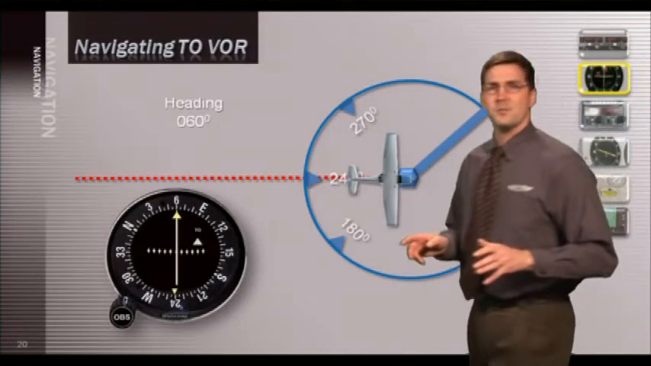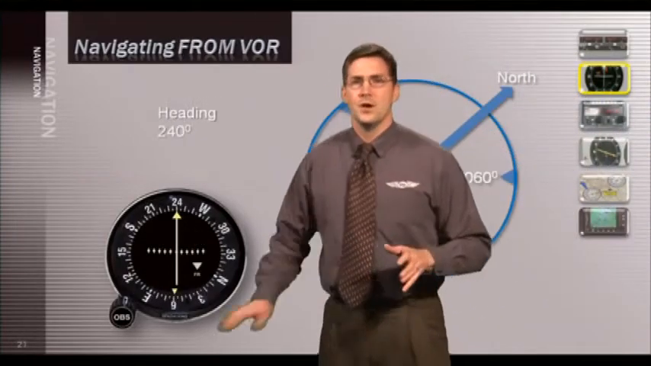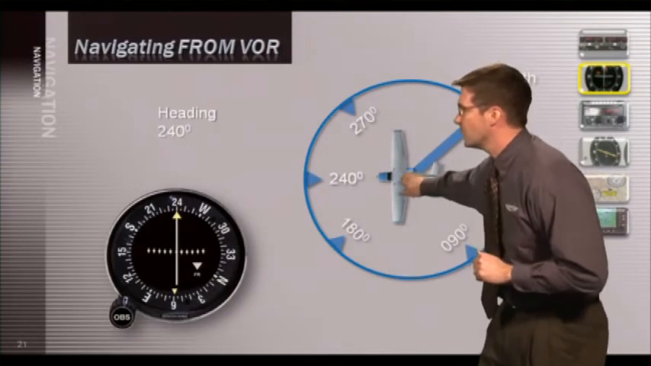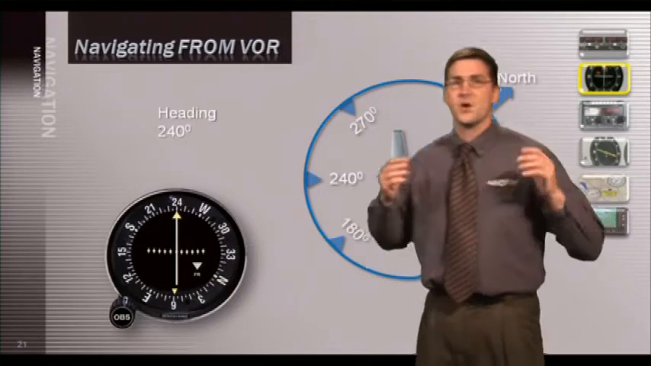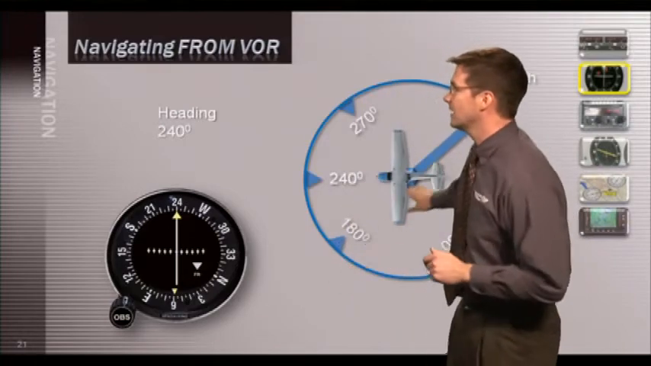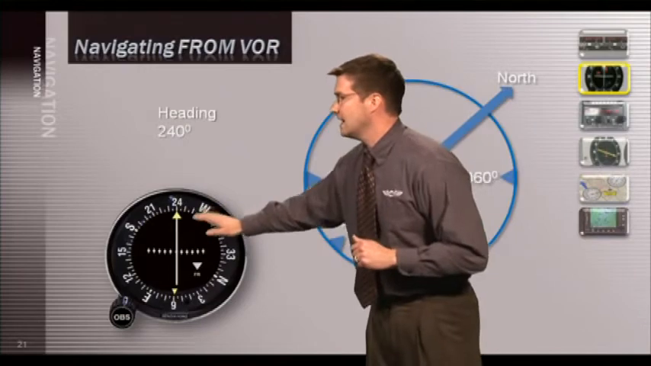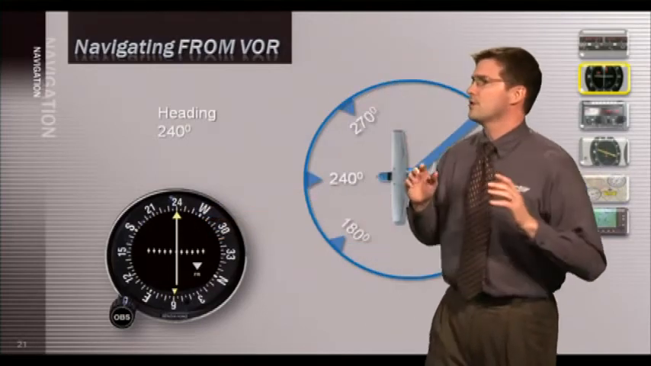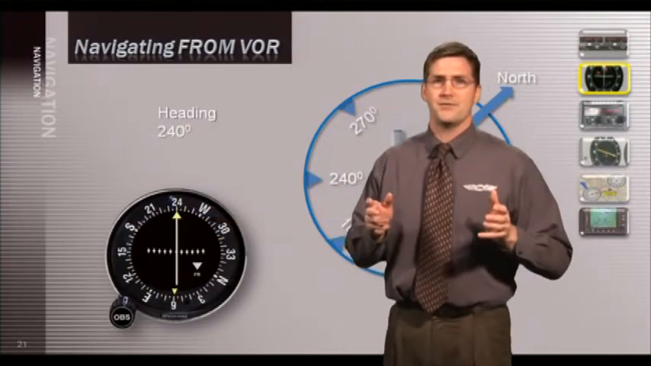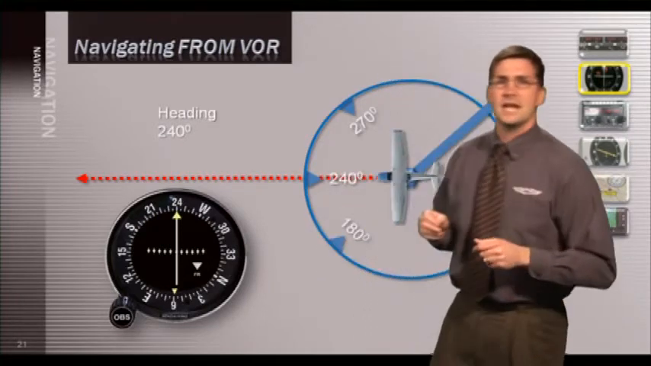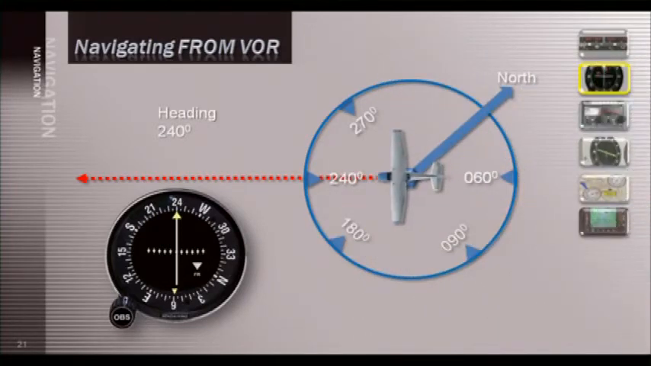Let's fly from a VOR station outbound. Right here is the compass rose, and here is the 270 degree radial, here's the 180 degree radial, and so on and so forth. In the center is the VOR. Now over here is the VOR indicator, and the 240 degree radial is selected with the airplane flying from the station. We are flying out from the station indicating from on the VOR indicator.